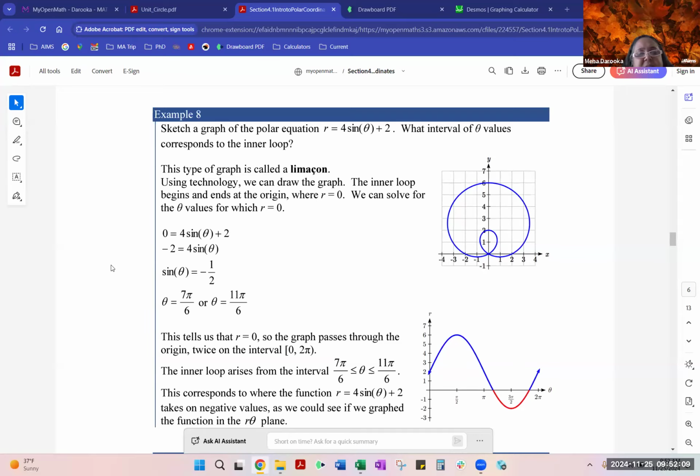All right, guys, so you can see here we're talking about the polar equation r equals 4 times sine of theta plus 2. And again, same thing, they want to know what interval of theta values corresponds to the inner loop. So what I wanted to show you was what creates this limaçon.